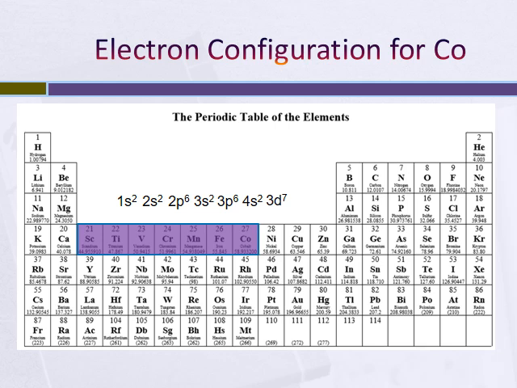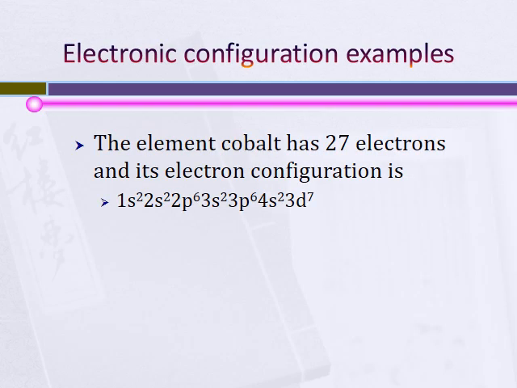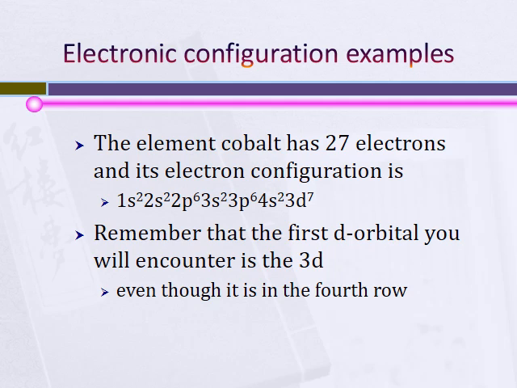Now we fill the 3d, 3d7. Even though we go from 4s to 3d, the first d orbital we encounter is the 3d. So there's our electron configuration. The first d orbital you will encounter will be the 3d orbital, even though it's in the 4th row.